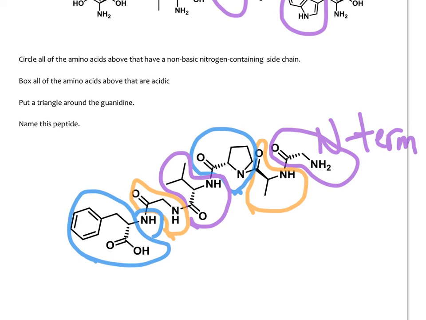All right, so we start at the N-terminus. This right here is the C-terminus. Okay, and you always name something from N-terminus to C-terminus. Okay, it doesn't matter if it's drawn left to right, right to left, up to down, down to up. Okay, you start at the N-terminus, and so this would be glycine, alanine, proline, valine, glycine, phenylalanine.